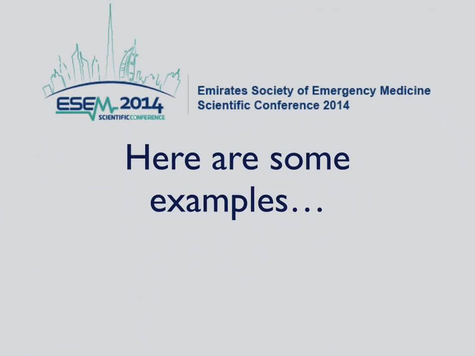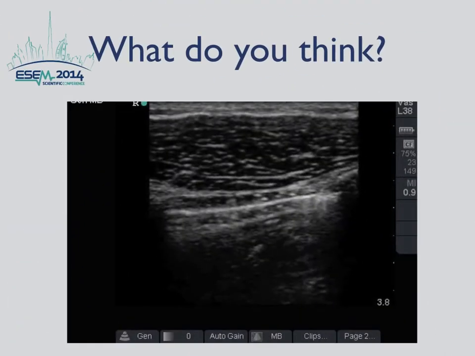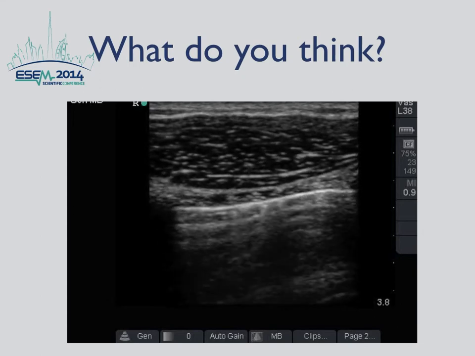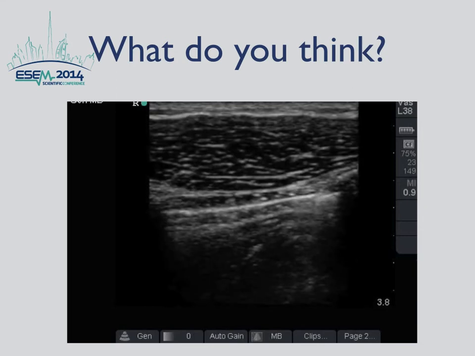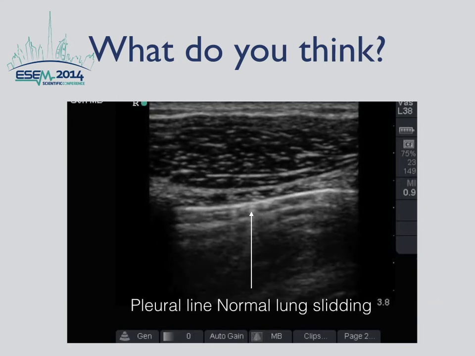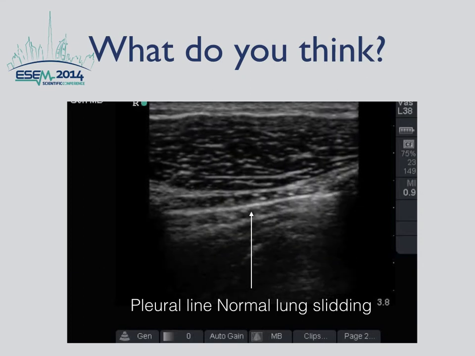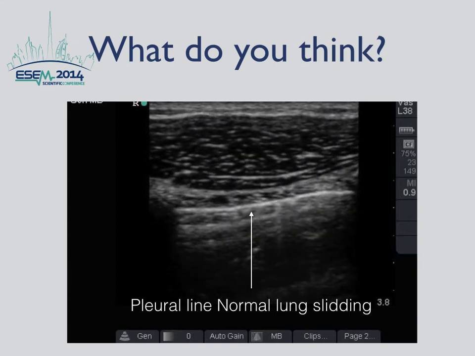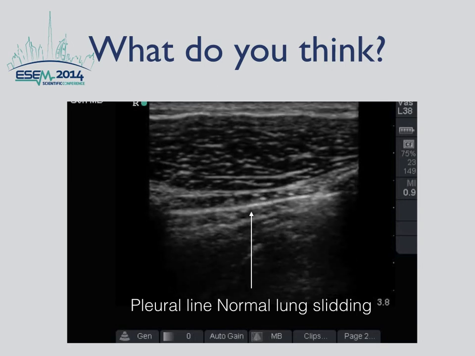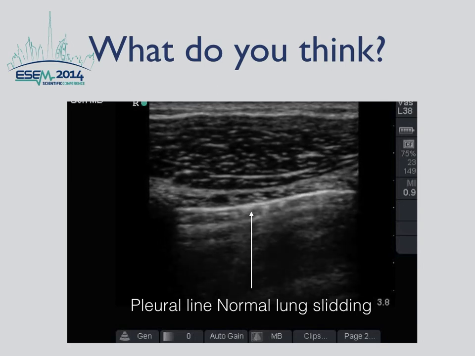Let's go through some examples. So what do you think of this video? So this is again a normal pleural line demonstrating lung sliding and comet tails. This can rule out pneumothorax with 100% negative predictive value.